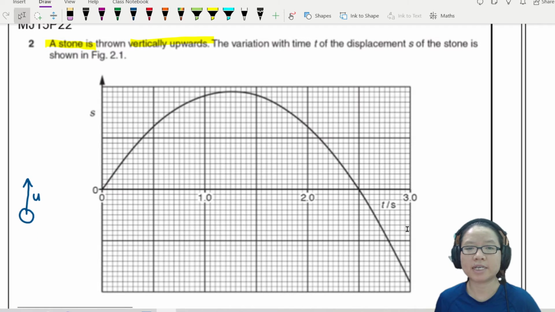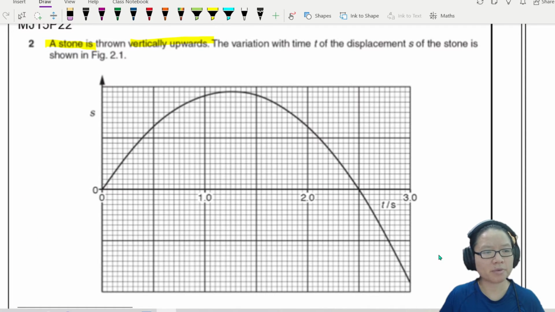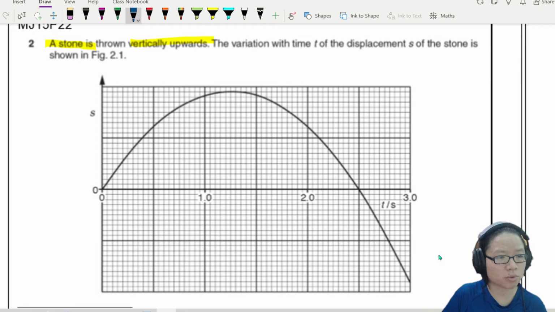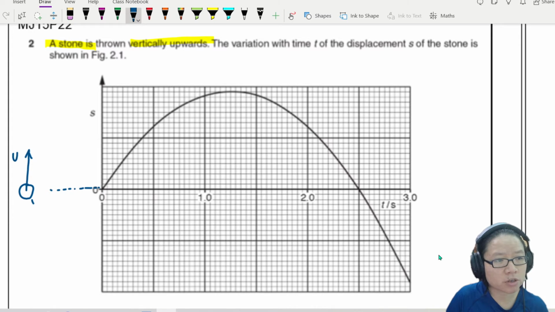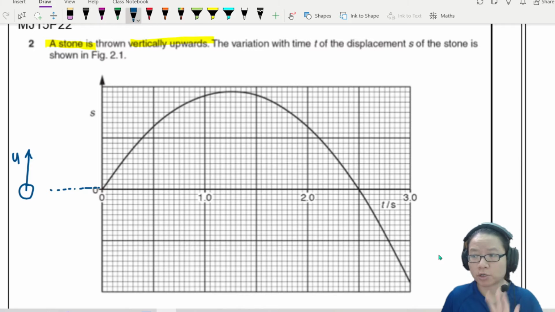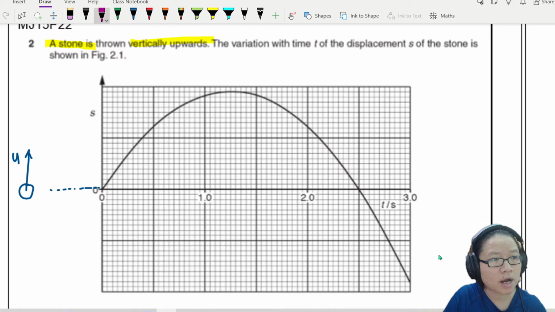So it's going to go like this. I think to make my diagram a little bit more accurate, I will put my stone here. So this is the beginning position of the stone. The stone will travel up with a velocity of u, because you are throwing the stone. So there's an initial speed. And of course, the stone will be able to travel until a highest position.